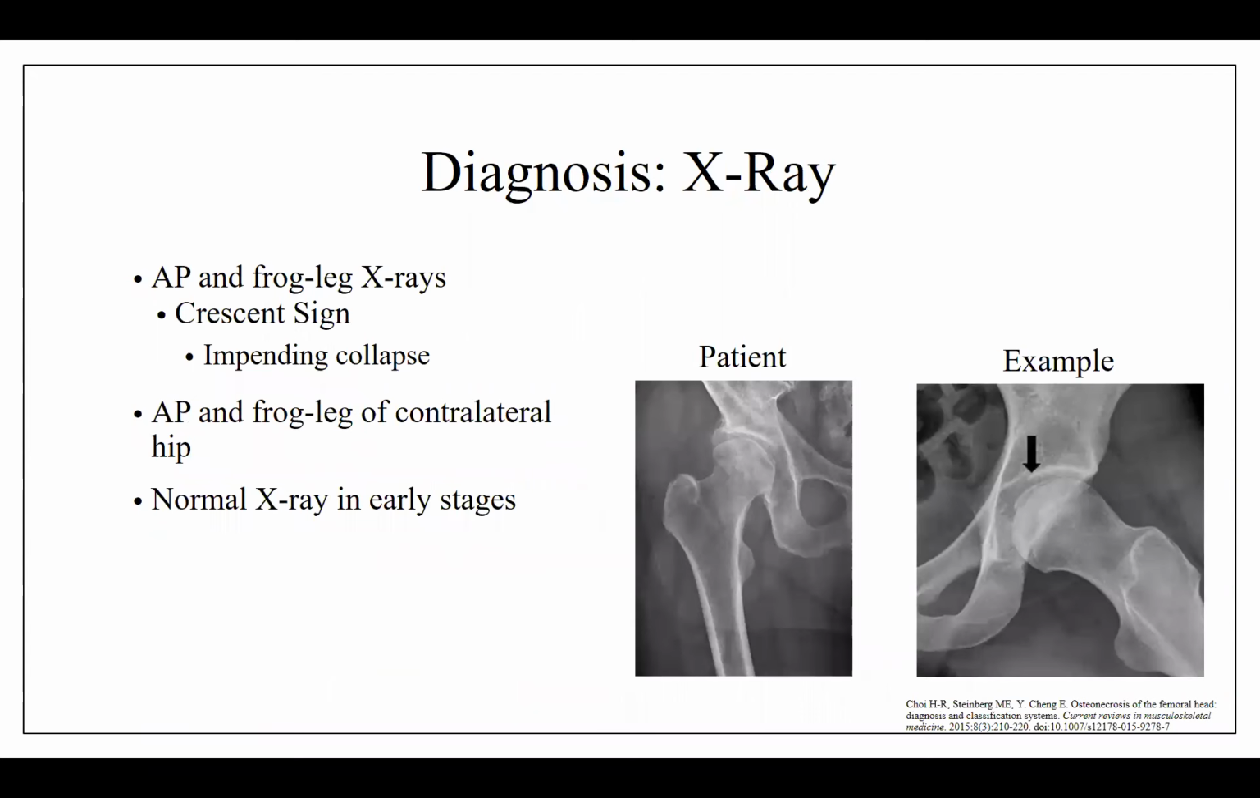X-rays are often the first diagnostic imaging that is ordered for these patients. It's recommended to get AP and frog leg lateral x-rays of the affected hip, as well as of the contralateral hip, since AVN can be bilateral in 80% of patients. As we can see here in the example, there's something called the crescent sign, which often indicates an impending structural collapse. We can see that also a little bit in the patient's x-rays as well. Often in the early stages, x-rays are negative and appear to be normal.